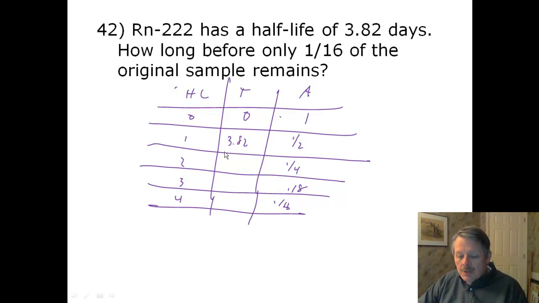Okay, so I just have to keep adding. Or I could just say 3.82 times 4, and that's 15.28. So I can just stop right there, I'm done. Or if you feel like doing this all out, you can do that, 7.64 and 11.46. Just keep adding the 3.82 over and over again. Either way is fine, but your answer is going to be 15.28. And we're talking about days.